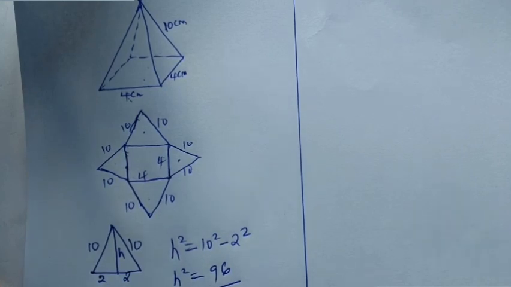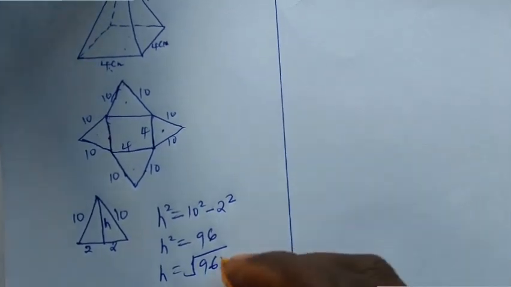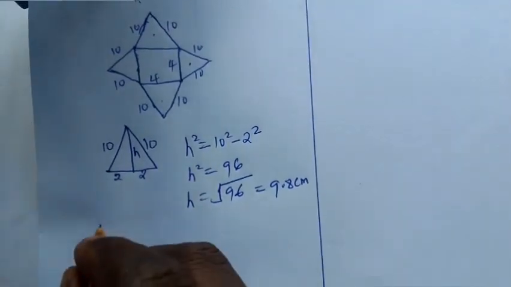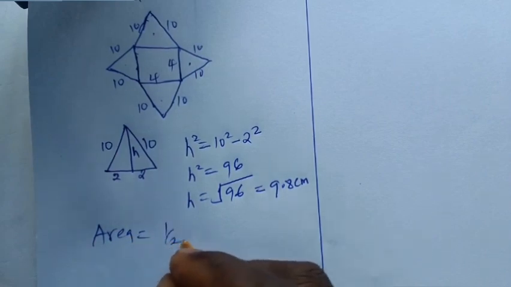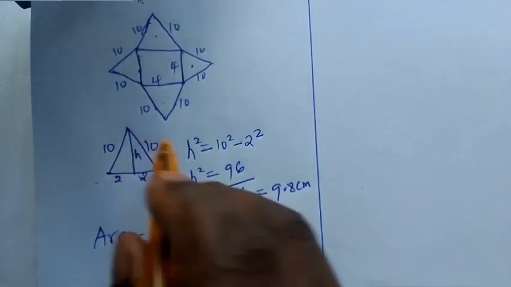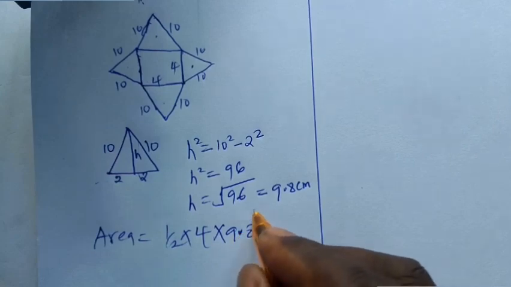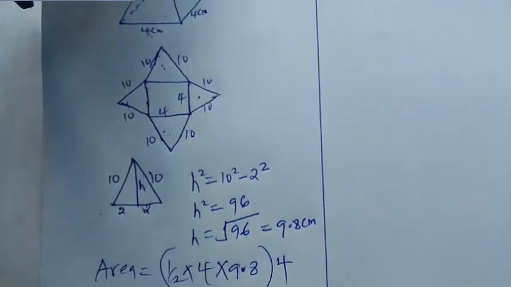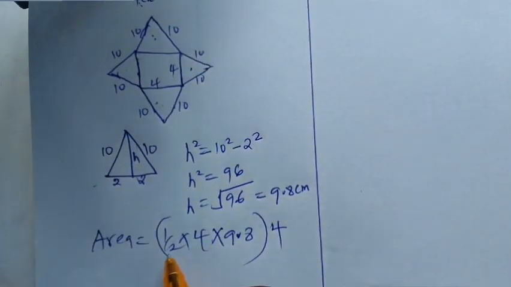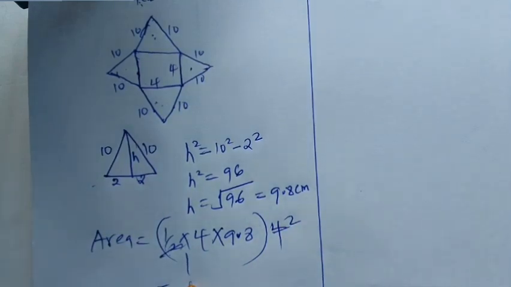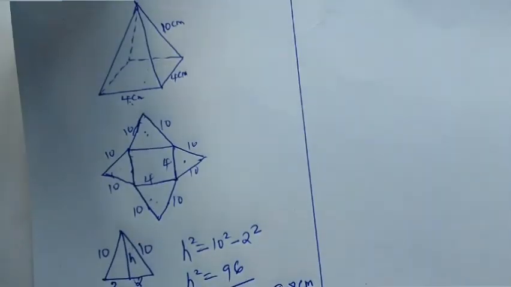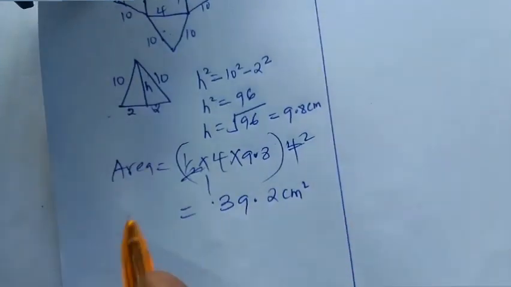That one will give you the height, and that is 9.8 centimeters. So now area of one triangle will be equal to a half times base, which is 4, times height, which is 9.8. Now you multiply by how many? 1, 2, 3, 4 times 4. For the square base, it is simple. So this one you cancel here 1, here twice, and the total surface area for those triangles will be equal to 39.2 centimeters square.